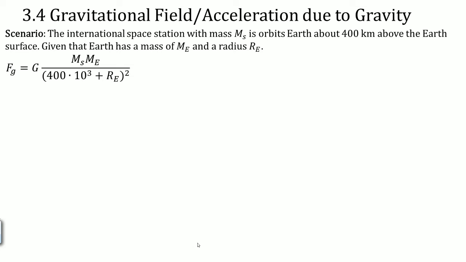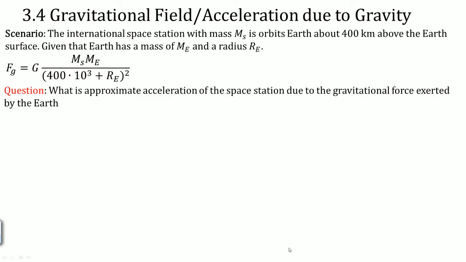Scenario. The International Space Station with a mass ms is orbiting Earth about 400 kilometers above the Earth's surface. Given that the Earth has a mass of me and a radius re, the question asks us, what is the approximate acceleration of the space station due to the gravitational force exerted by the Earth?